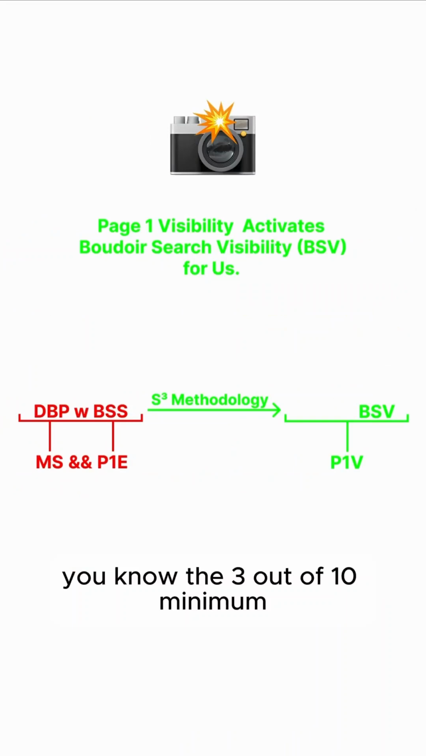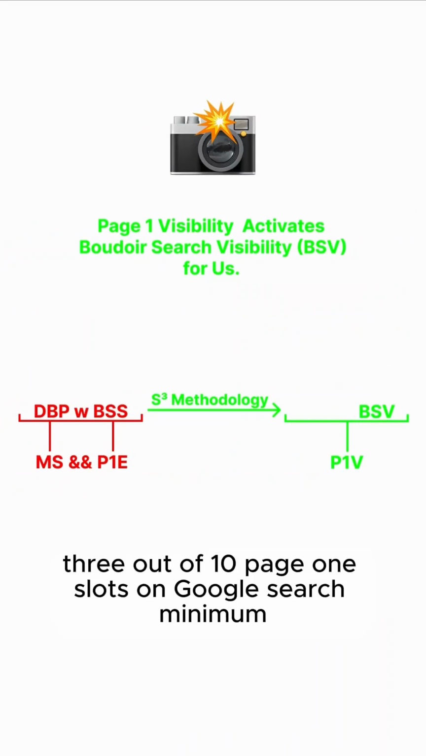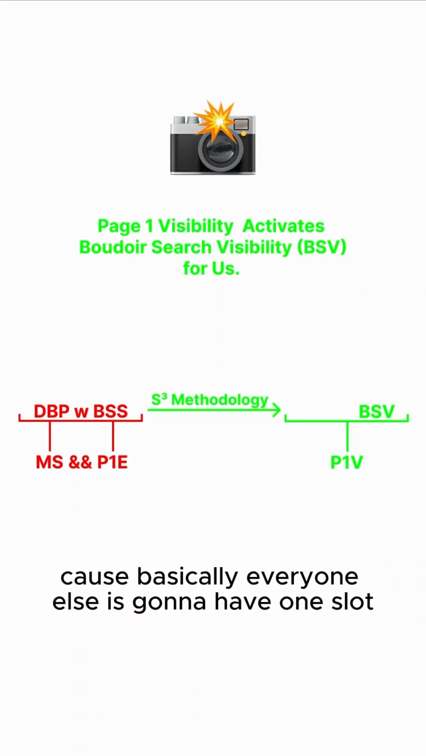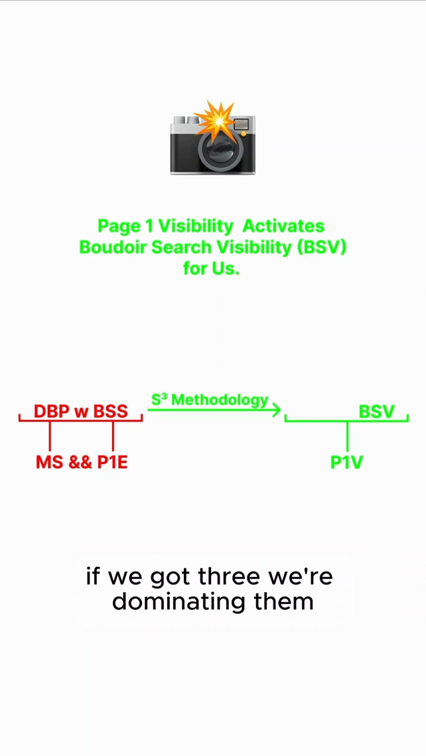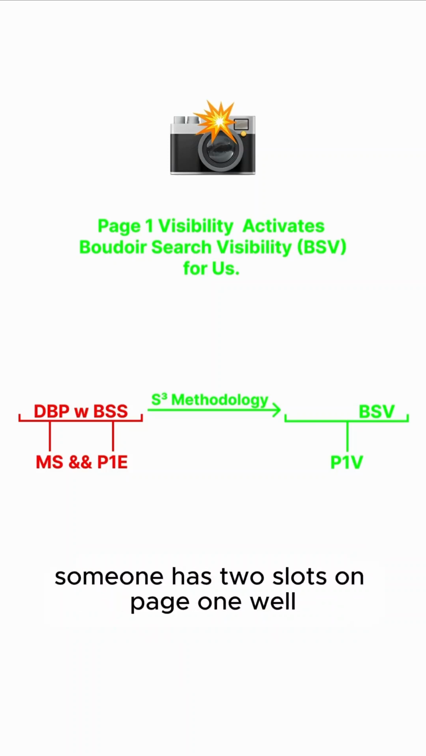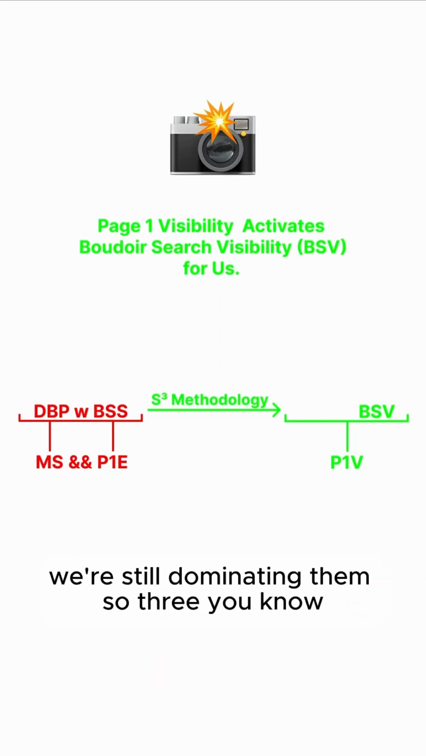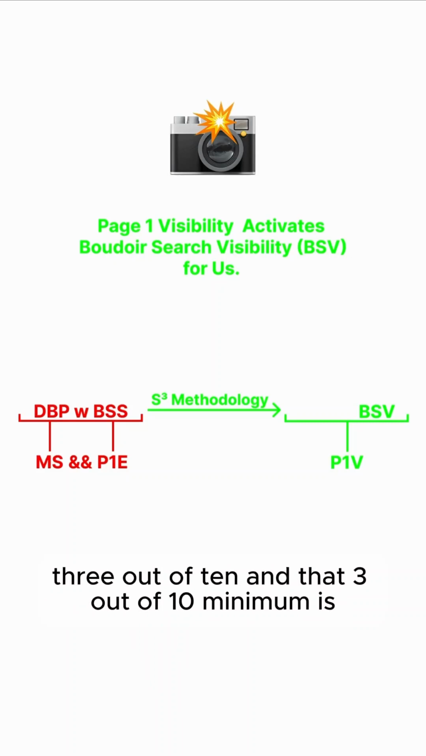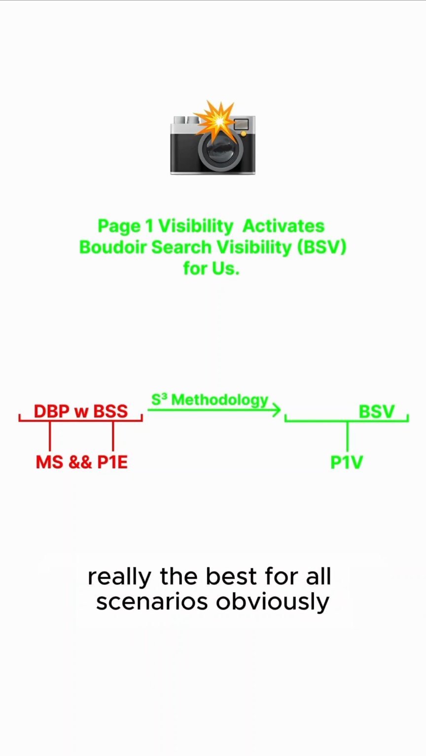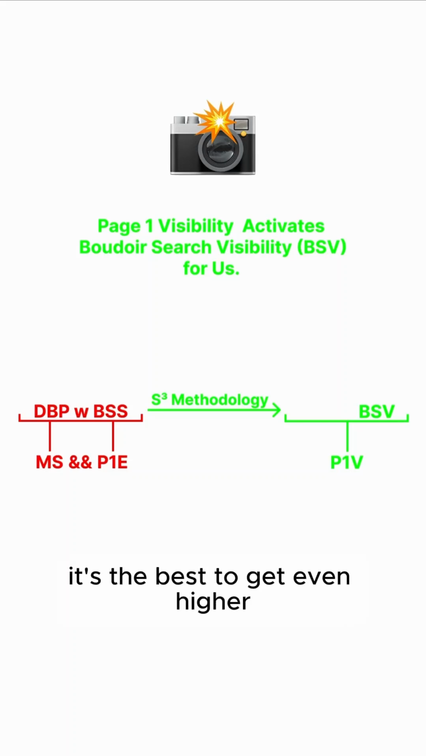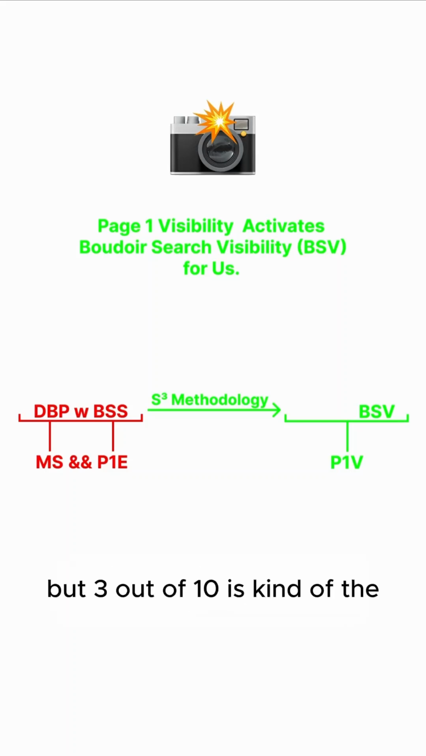You know, the 3 out of 10 minimum, 3 out of 10 page one slots on Google search minimum, because basically everyone else is going to have one slot. If we got 3, we're dominating them. And the ultra rare chance someone has 2 slots on page one, well, we're going to have 3. We're still dominating them. So that 3 out of 10 minimum is really the best for all scenarios. Obviously, it's best to get even higher, but 3 out of 10 is kind of the minimum where we want to get to.